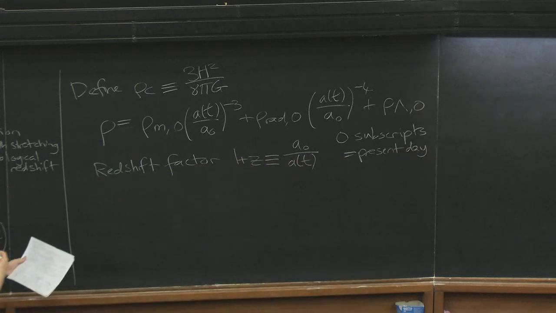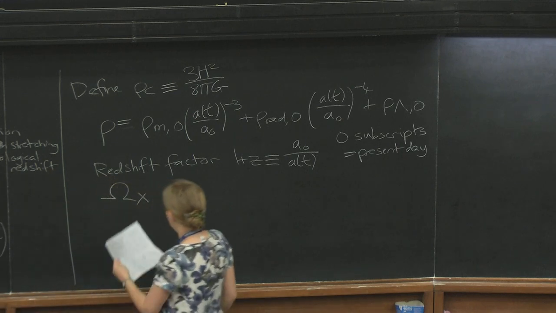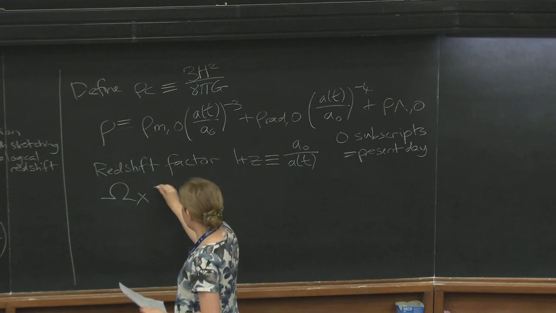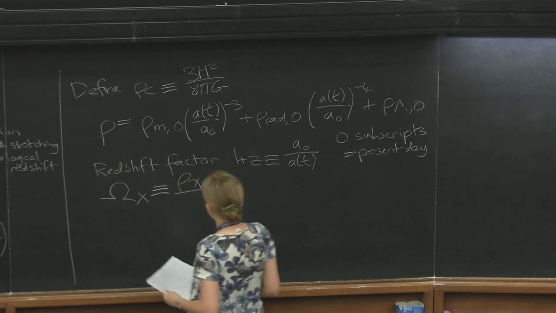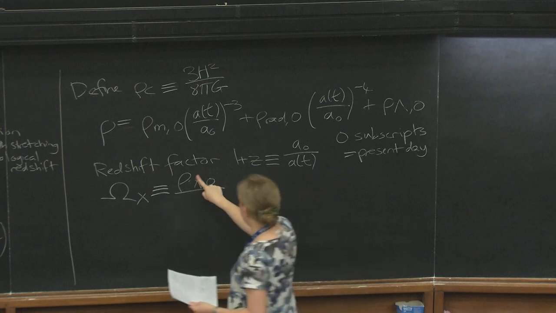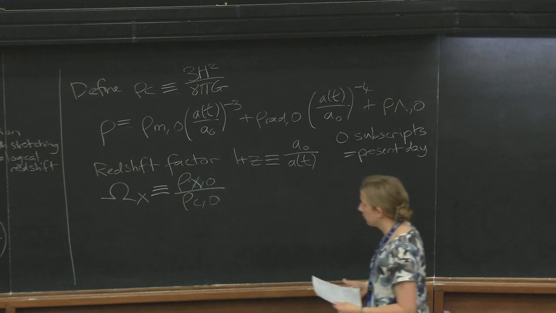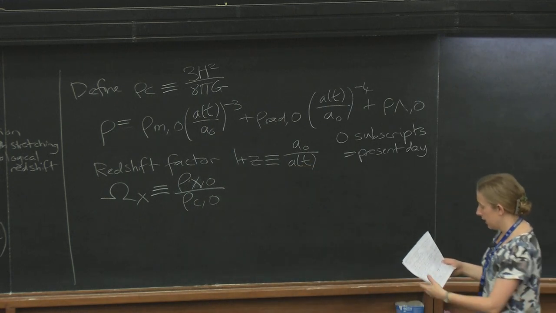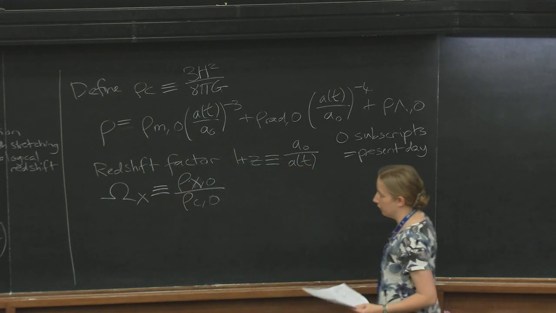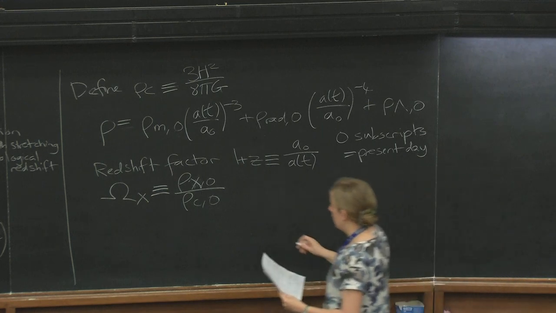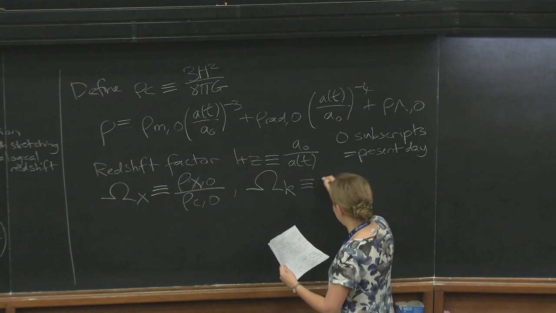So then let's also define a parameter that we'll call omega, and x here can be radiation or matter or dark energy. The way the omega is defined is the present day density in a particular component normalized to the critical density today. So these are all just definitions, but this is a convenient way to express dimensionlessly what fractions of the universe are in various components in the present day. And we can define similarly a k component, a component for the curvature.